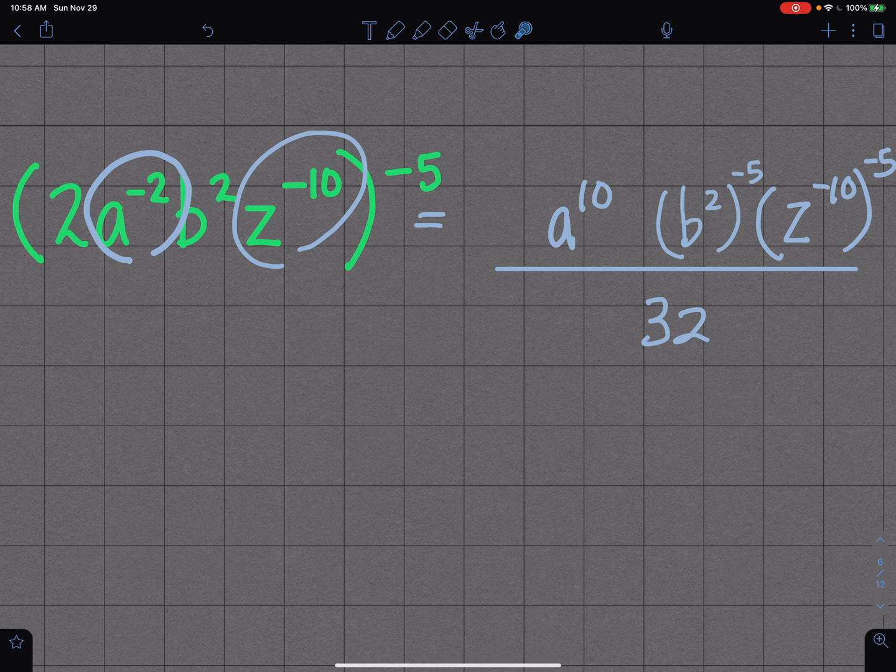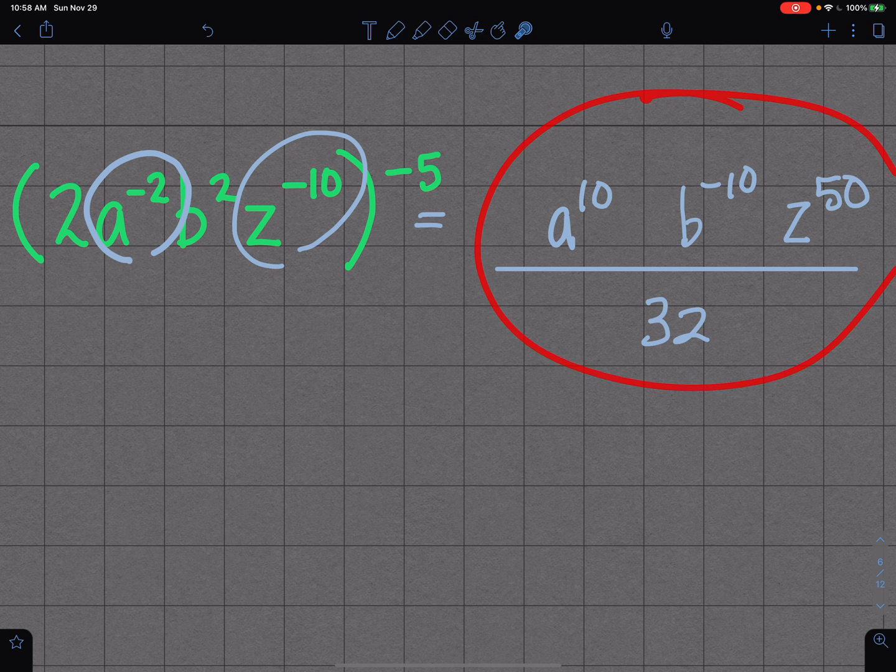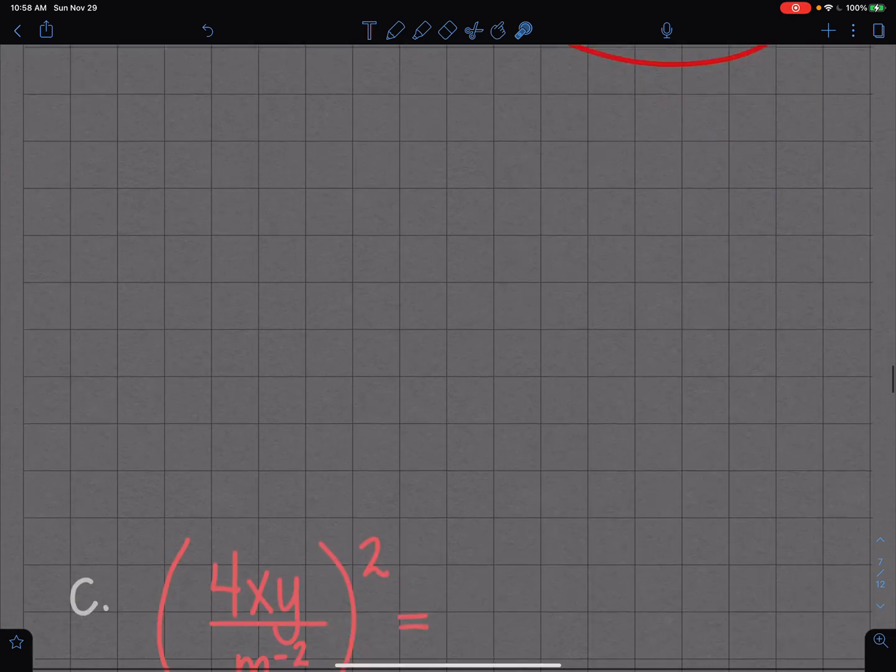Okay, what about this one? 2 times minus 5 is going to be a negative 10. So we've got a b to the negative 10. Okay, what about this last one? 10 times 5 is going to be 50, and it's going to be positive because it's 2 negatives multiplied together. Z to the 50. Final answer. Let's see if it's the same as in the book. Yes, got it. Easy peasy. Let's do the next one.